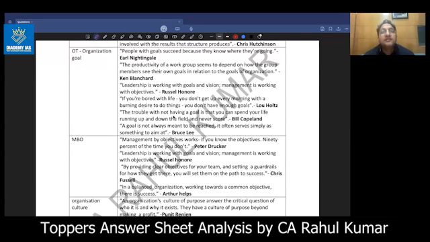Okay, in the goal, I think the first one you can use. In place of people, you can just write organizations. Organizations with goals succeed because they know where they are going. Very simple. So I am trying that simple quotations we should read so that we can recall also.